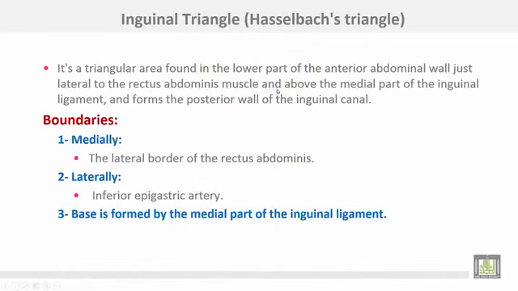Inguinal triangle or Hesselbach triangle is a triangular area found in the lower part of the anterior abdominal wall, just lateral to the rectus abdominis muscle and above the medial part of the inguinal ligament. It forms the posterior wall of the inguinal canal. Boundaries: medially is the lateral border of the rectus abdominis muscle, laterally the inferior epigastric artery, and the base is formed by the medial part of the inguinal ligament.